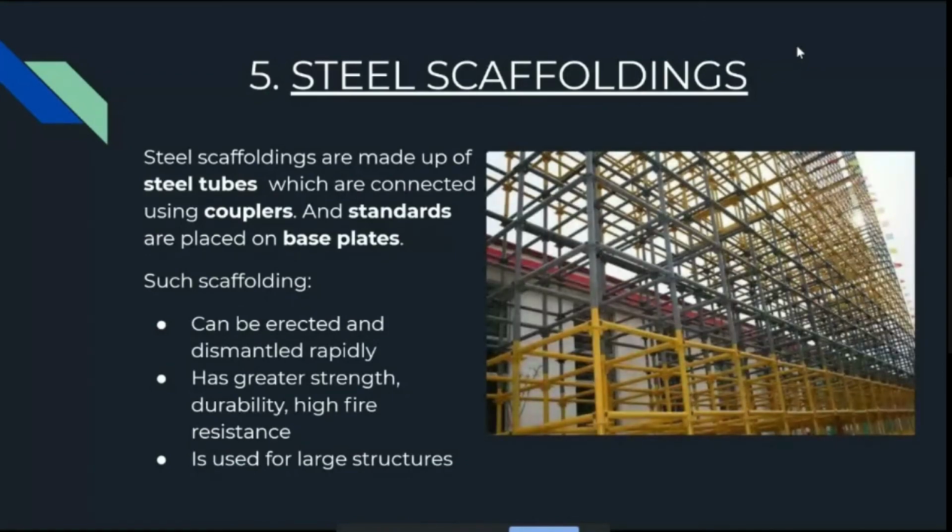The last type of scaffolding is steel scaffolding. These are made up of steel tubes or steel poles. And instead of rope lashing or dogs, they are connected using couplers. And the standards are placed on base plates. So the advantage of such kind of a scaffolding is that it can be erected and dismantled rapidly. Also, it has greater strength, higher fire resistance, and durability. And this type of scaffolding is generally used for larger structures. However, the initial cost of this type of scaffolding is high.